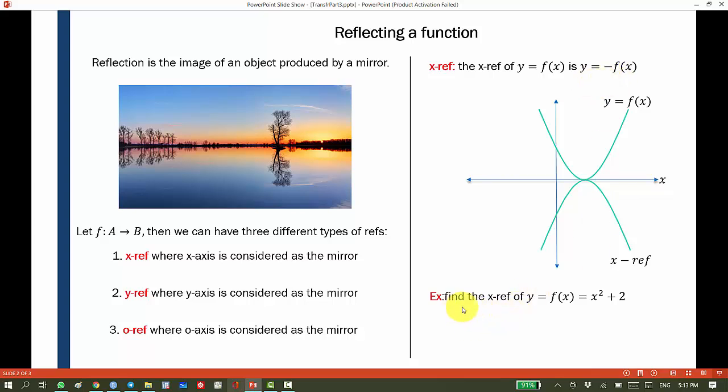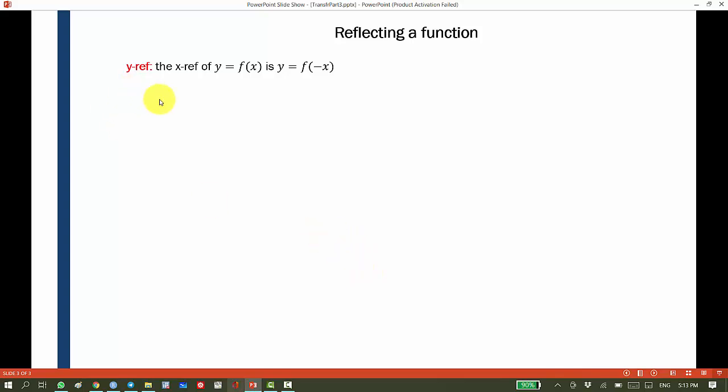For instance, find the Xref of y is equal to f of x equals x squared plus 2. What we do is we multiply the equation of this parent function by -1. As a result, we get the equation of the Xref of this parent function. That is, the Xref of y is equal to x squared plus 2 is y is equal to minus x squared minus 2.